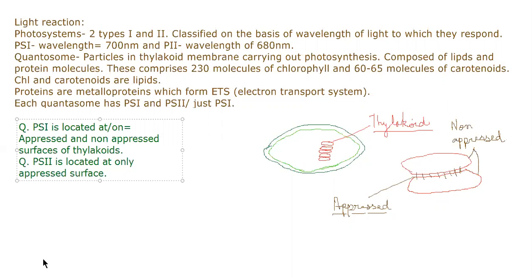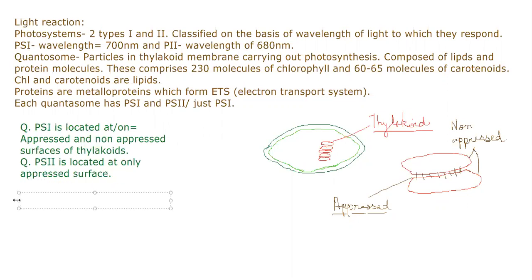Right? Okay. Now, the number of chlorophyll molecules is constant. The carotenoid molecules are in a range, 60 to 65 or so. But the number of chlorophyll molecules is constant: 230 molecules of chlorophyll, 60 to 68 molecules of carotenoids. This can vary, so keep this in mind.